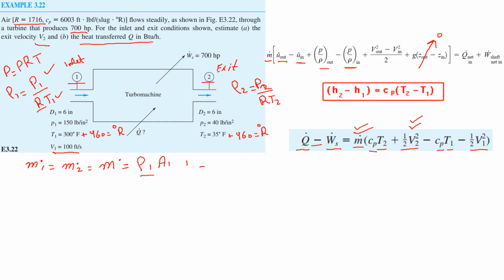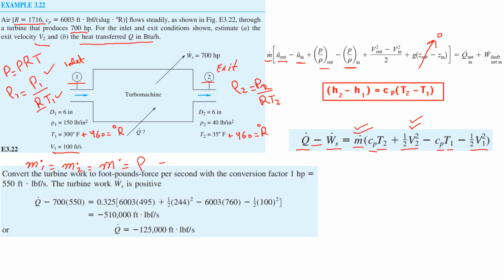So let's see, after putting the values, what this equation will look like. So again, this is the left hand side, that is the net heat transfer minus the power output. This power is in horsepower, that 700 horsepower is converted into foot-pound per second by multiplying 550 to it. So this will be our mass flow rate, this is our specific heat capacity and temperature T2 in Rankines. This is T2, so 460 plus 35 will come out to be 495.